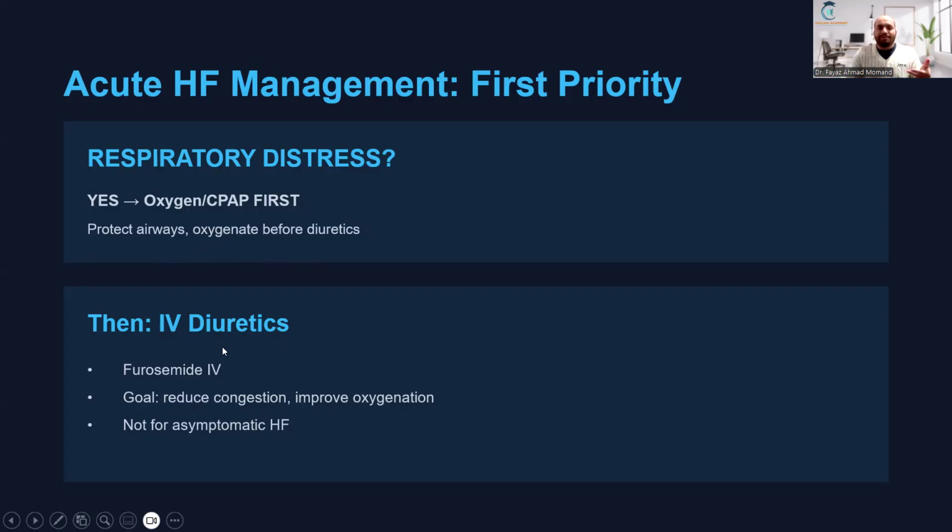Second thing, IV diuretics. We go aggressive with furosemide. We start a high dose, sometimes 80 milligrams per dose. What furosemide does is reduce the congestion or fluid overload, and it can improve oxygenation, but it will take a while, a few days to a week. That's why we give them oxygen if they have distress or their saturation is coming down. For asymptomatic heart failure, we do not use IV diuretics.